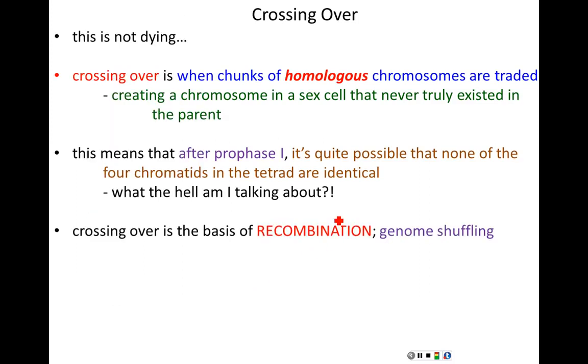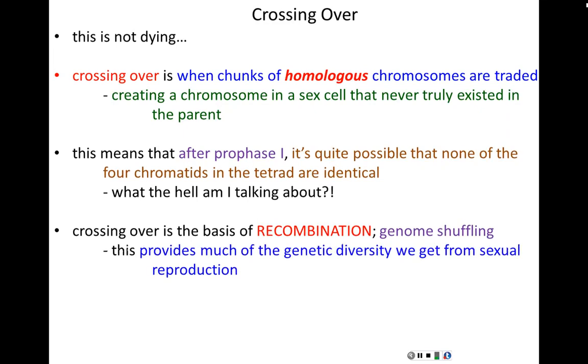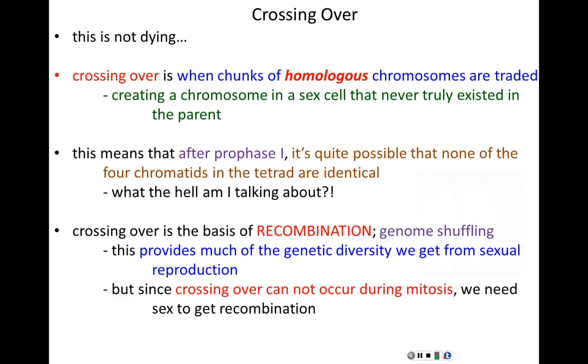Crossing over is the basis of recombination, recombining chromosomes into new combinations. We also refer to this as genome shuffling for obvious reasons. Crossing over provides much of the genetic diversity we get from sexual reproduction because we take existing genomes, like the one that I have in me, and recombine them in new configurations that are novel to any child that comes after me.